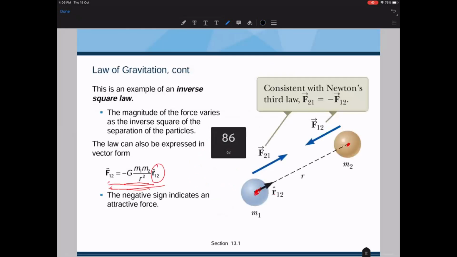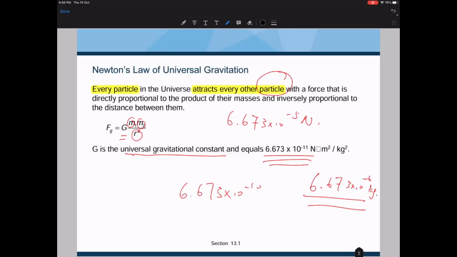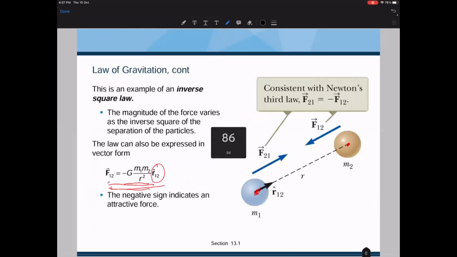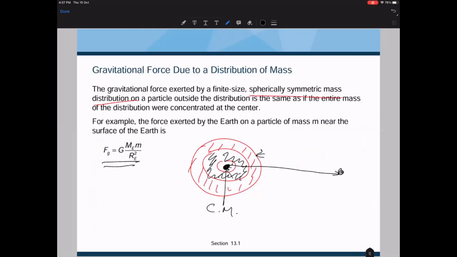In the previous slide, we were talking about particles. Particles, by definition, have zero size, so the center of mass is just the particle location. So the distance r is a well-defined location of the particle. But you would never, in a real situation, have particles. You would have objects of finite size with a distribution of the mass.